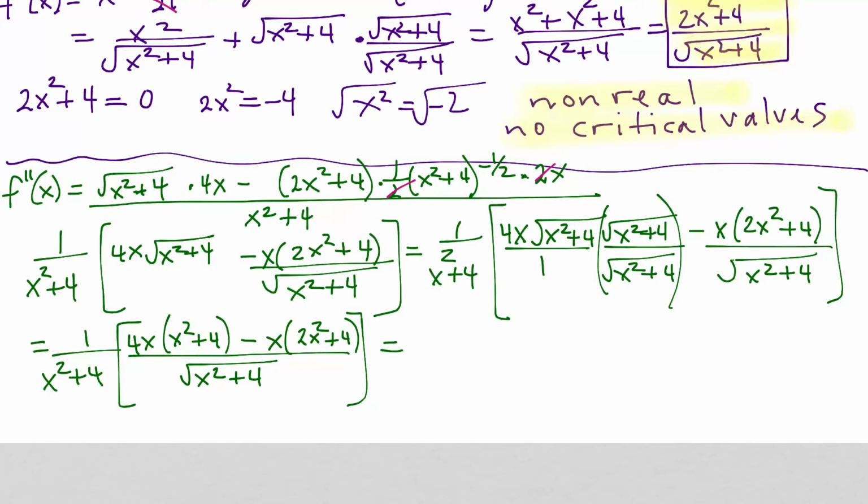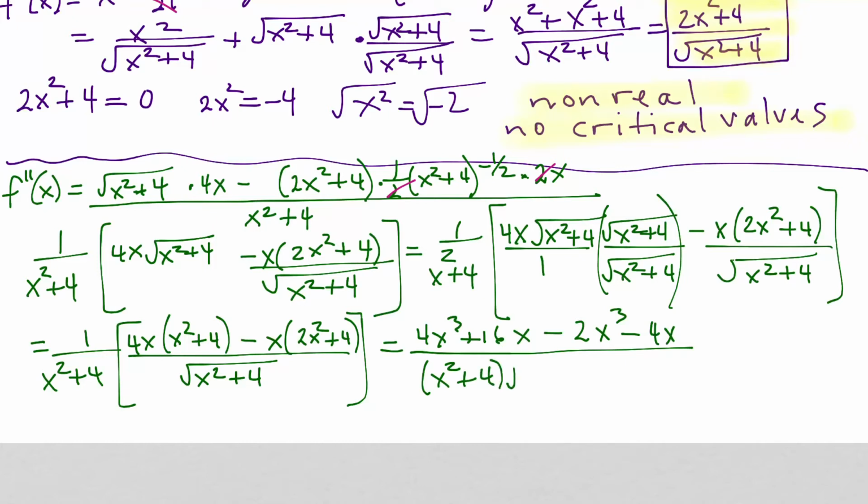All right, so we're getting there. Simplifying the numerator, I've got 4x cubed plus 16x minus 2x cubed minus 4x, divided by, let's put this down here in the denominator. Now it looks like the like terms in the numerator will be 2x cubed plus 12x, over (x squared plus 4) times the square root of x squared plus 4.